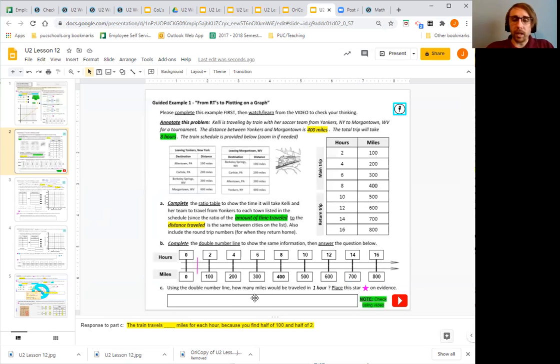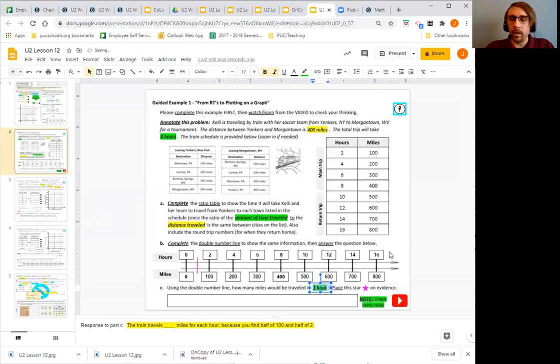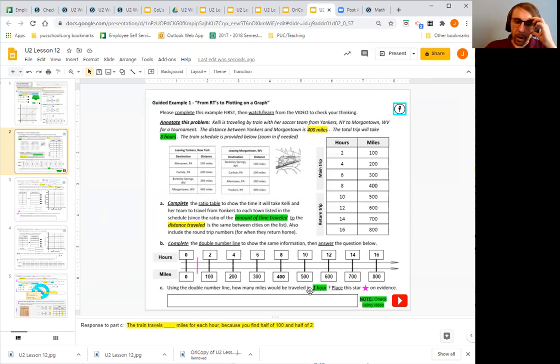So using the double number line, how many miles would be traveled in 1 hour? Okay, so time, I used green, so I'm going to highlight this green. If you didn't, make sure that it matches with the other highlights that you had here. And then place this star on the evidence. Okay, 1 hour. Let me see hours. Well, for hours, I'm counting by twos, not by ones. And so I noticed that there's this pink line in the middle, and that makes me think that maybe I could cut it in half to figure out what's happening at that time. So I'm going to move this star here, and that's going to be the 1 hour mark.